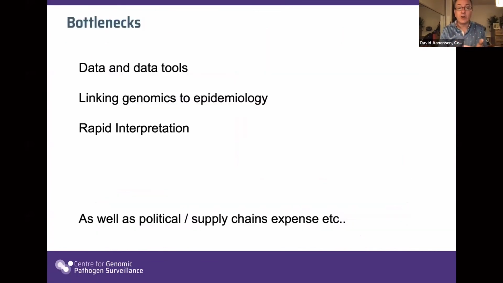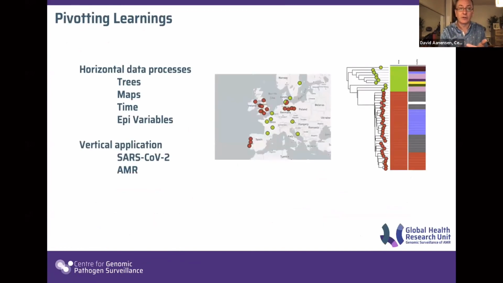Again, bottlenecks here are data and data tools, linking genomics to epi, rapid interpretation, etc. However, there are similar data concepts going on across SARS-CoV-2, AMR, with genomics, that the trees, geographic information, temporal information, and epidemiological variables need to come together rapidly for us to understand and ask the epidemiological questions that we want to identify. Are there emergent risky lineages coming? Where are they, and how can we track them and stop them spreading?